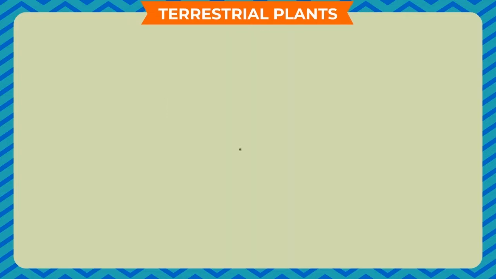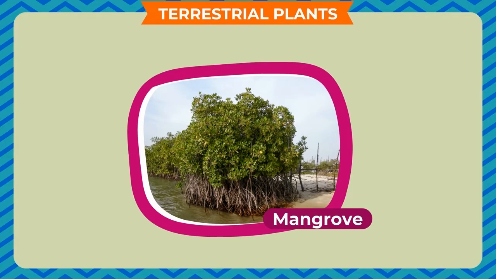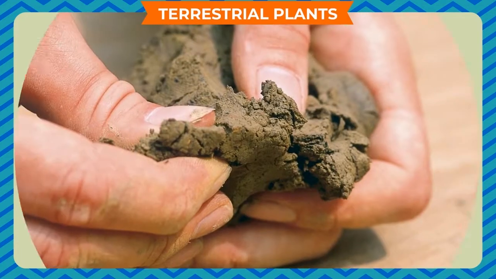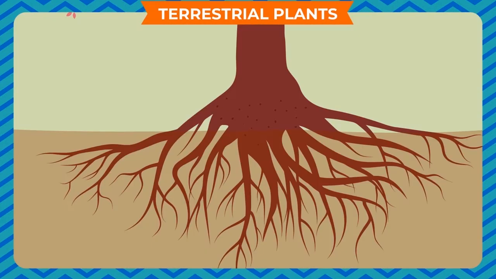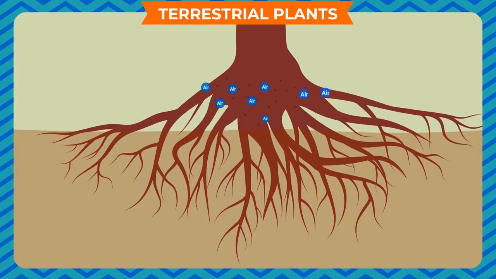Some trees such as mangrove grow in marshy places where the soil is sticky and clayey. The roots cannot breathe in the waterlogged soil. They have breathing roots that grow above the ground and contain small air holes that enable the roots to get air.